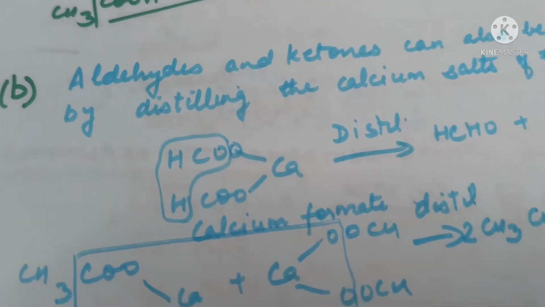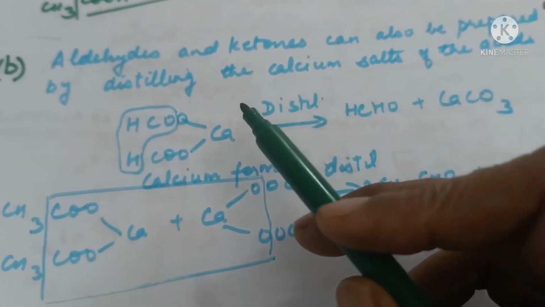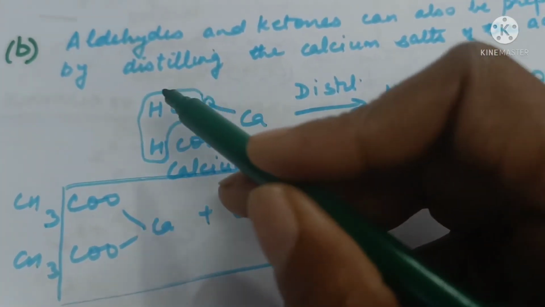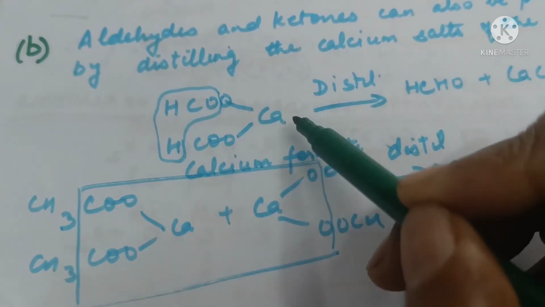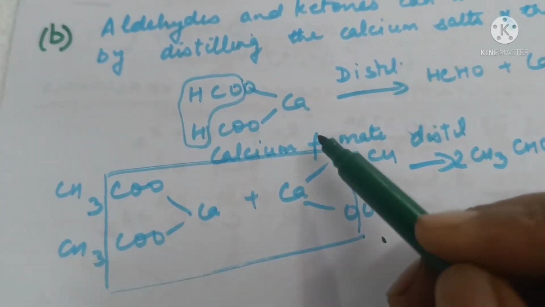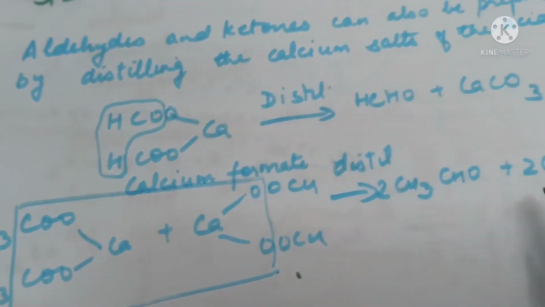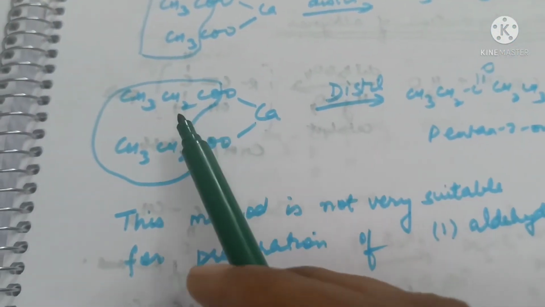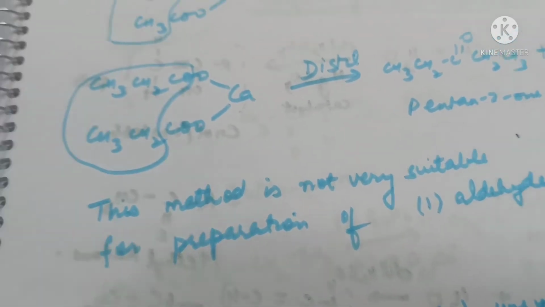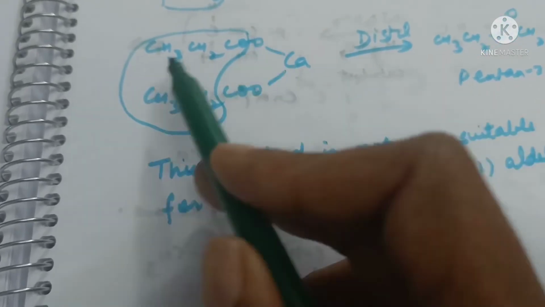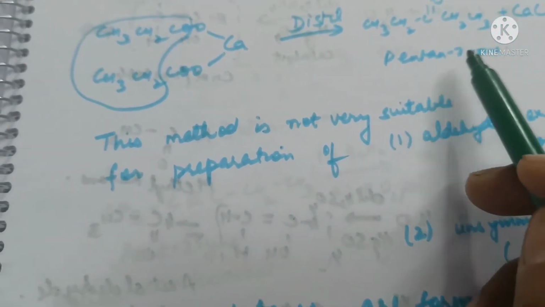Second method from carboxylic acids is aldehydes and ketones can also be prepared by distilling calcium salts of the acid. Calcium formate is distilled, HCHO will be formed, and calcium carbonate. When calcium acetate and calcium formate combine, then these two will form calcium carbonate, and CH3CHO acetaldehyde. Similarly, by distilling calcium acetate, acetone is formed. The calcium propanoate gives pentan-3-one. So 6 minus 1 carbon, 5 carbon ketone is formed.